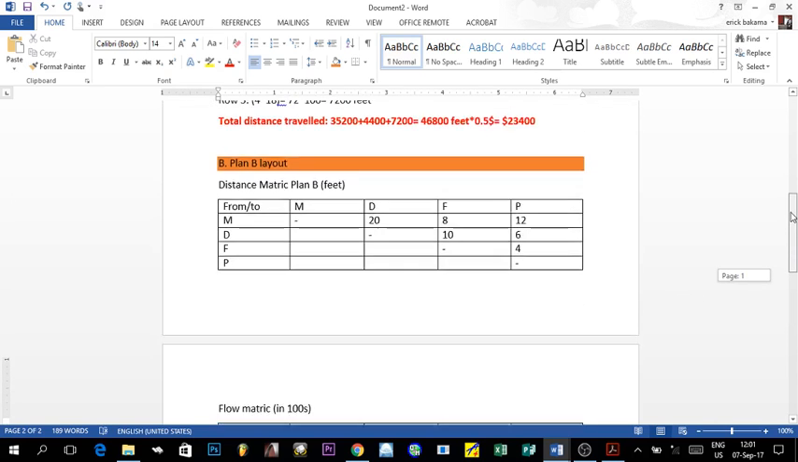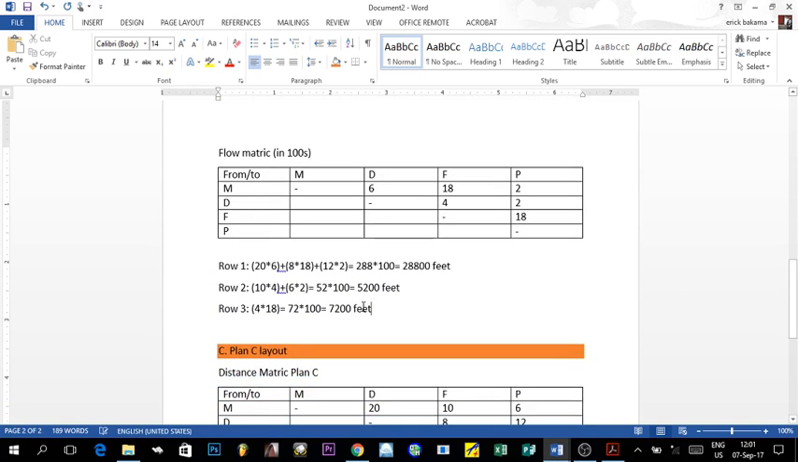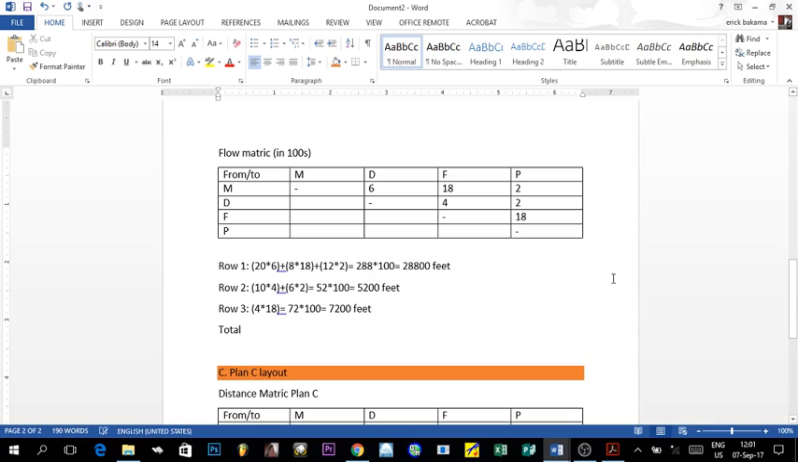So, again, the same way that we did in the previous one, we need to take all these values and we add them to get the total. We can call it total distance traveled. The total distance will be the 28800 plus 5200 plus 7200, and we get 412. This one is the feet, but we need now to find the total cost too. Now we take this value and we multiply it by $0.5, which gives us $2,600.